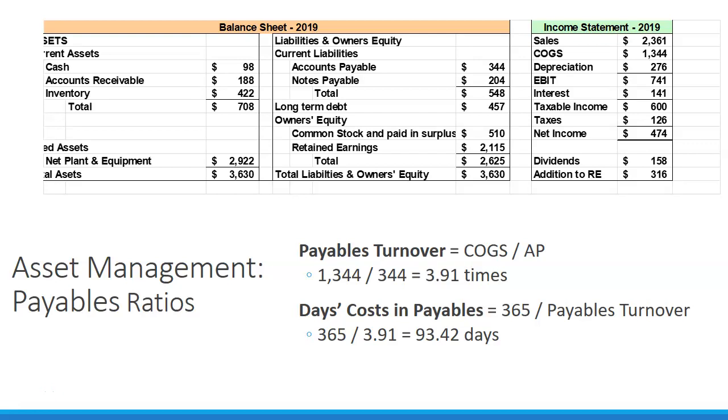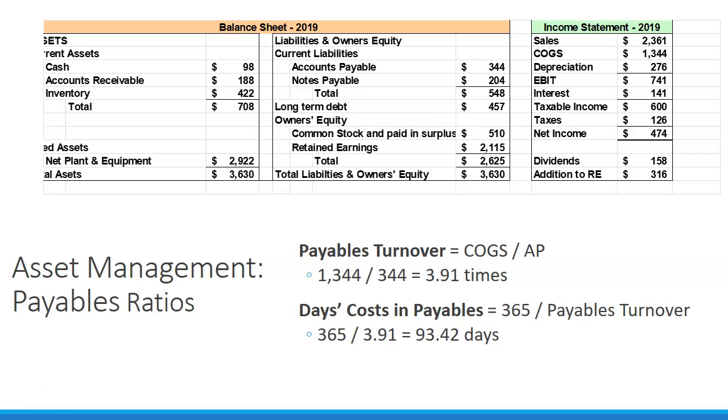Looking at the payables turnover, we're looking at how long it takes us from the receipt of inventory until we pay the suppliers for that inventory. So this is cost of goods sold divided by accounts payable. Of course, this assumes that the only items in accounts payable are payments to suppliers for inventory.